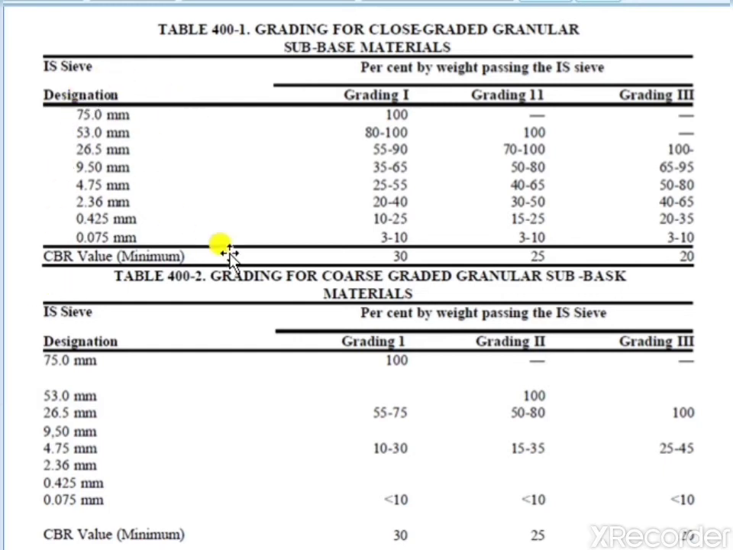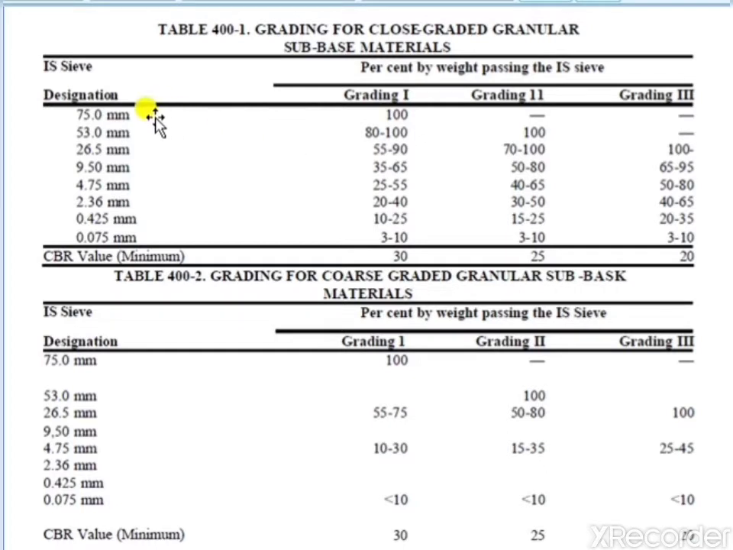So here you can see a table. In this table, in the first column you can see the sieve size. Here you can see sieve size, and here you can see percentage by weight passing the IS sieve. So here it is grade 1, grade 2, grade 3.